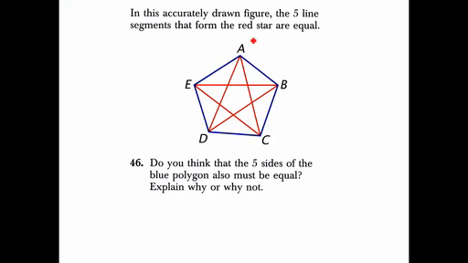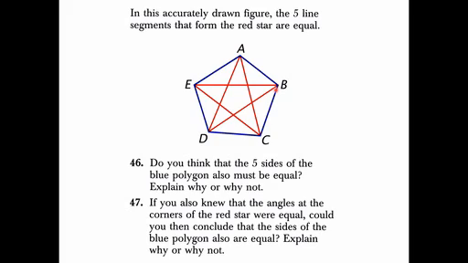Now they're changing it and they're saying that all the red segments, so from here to here, all of those segments are equal. Question: do you think the 5 sides of the blue polygon must be equal? So now we're wondering about these. Are these sides equal, knowing that the red segments are equal, with an explanation? And then they're going to add one other fact. Now, not only do we know that all the red segments are equal, if they told you that all the angles up here in the stars were equal, would that make a difference?